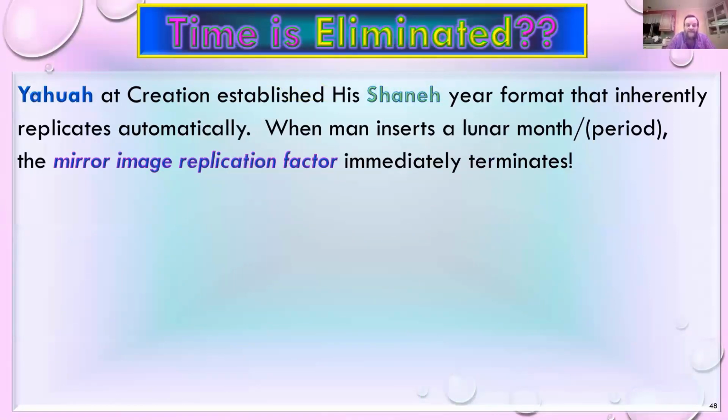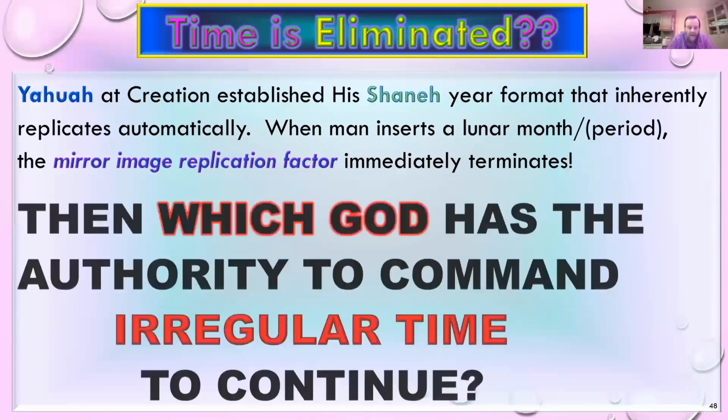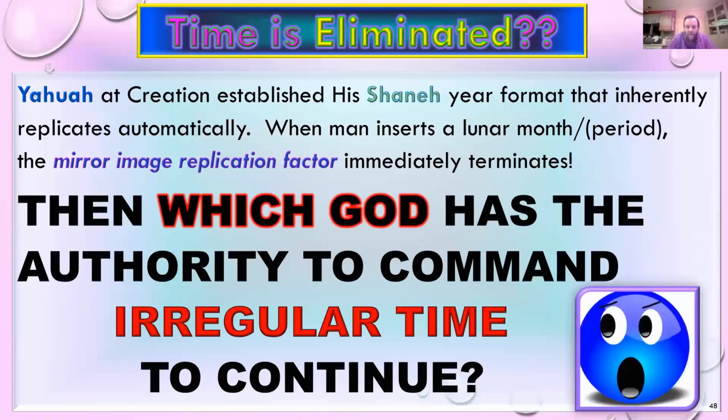Yahuwah at creation established his Shana year format that inherently replicates automatically. When man inserts a lunar month, the mirror image replication factor immediately terminates. Then which God has the authority to command irregular time to continue? Is there a God that has the power of our Creator that can command irregular time to continue? Does one exist? Not that I know of. Only Yahuwah, our Elohim, can command time to continue. So what happens when a lunar year that does not duplicate is inserted into time? Time stops.